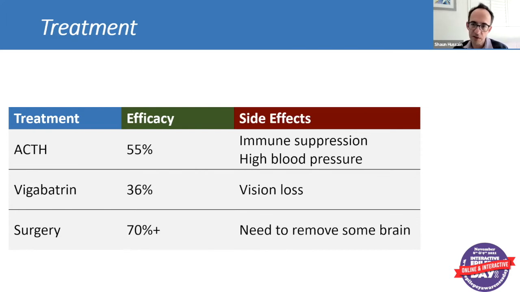But we've got some big side effects with all of these therapies. Immune suppression is a big problem with ACTH and is a potential cause of death. We've got vision loss with vigabatrin, which is incredibly scary, but I think we're probably falsely scaring parents with this potential side effect. And surgery obviously has its complications. There's the risk of surgical complications, and you're removing brain. So you would expect that by removing brain, you're going to impact some function long-term.